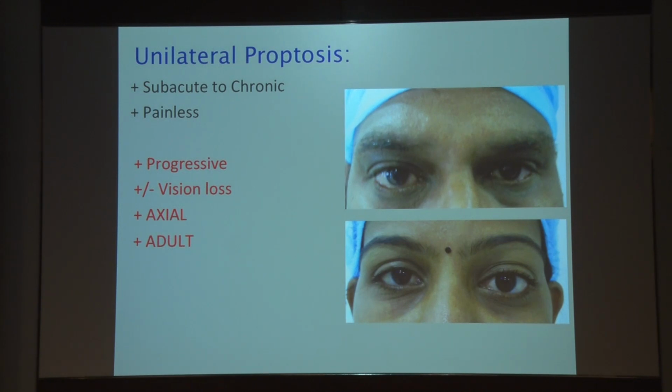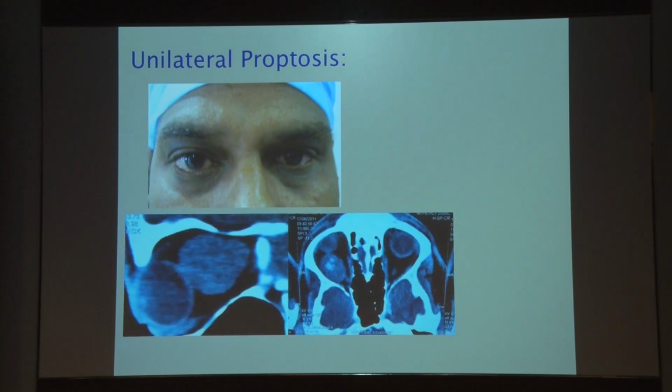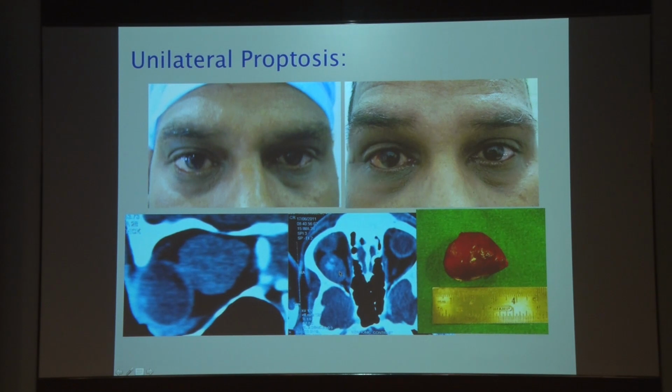So you have painless proptosis with or without restriction of movements, no vision loss. So what kind of proptosis do you think this has, right and left eye? Axial. So basically intraconal lesions we are looking at. So this is a gentleman who had a nice, well-defined intraconal lesion with calcification. Yes, so it was a cavernous hemangioma. But yes, you have other differentials also. But this was a cavernous hemangioma.